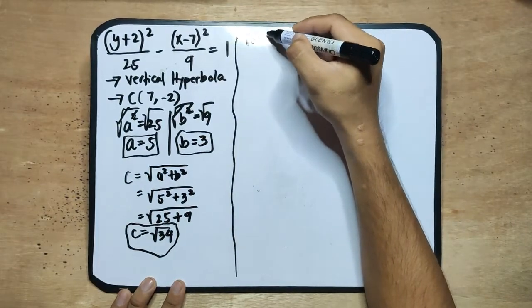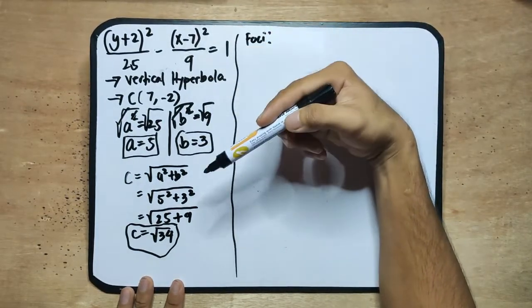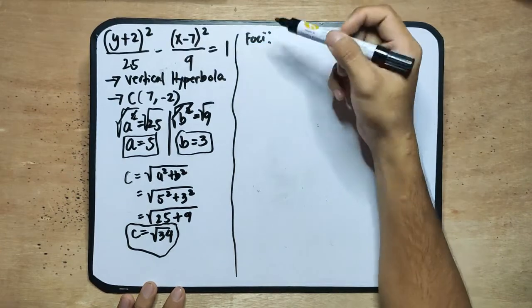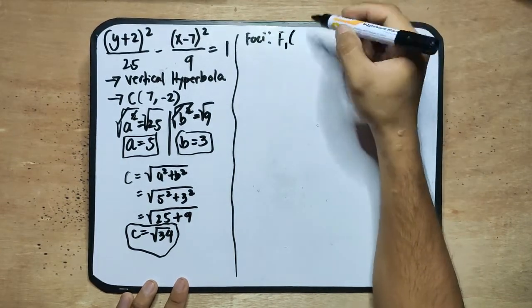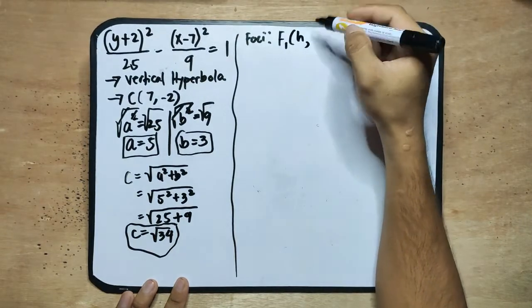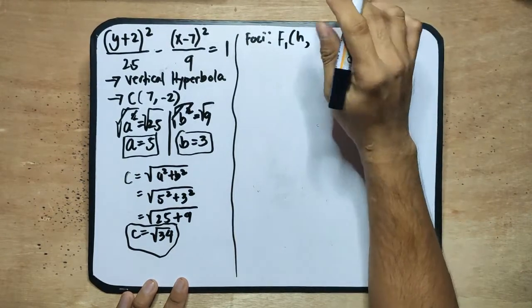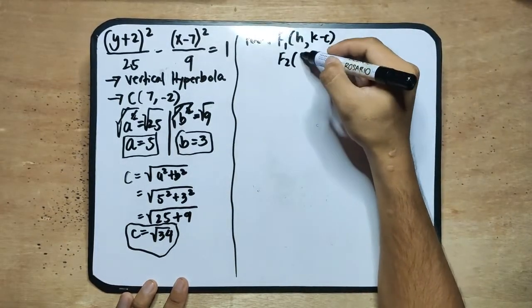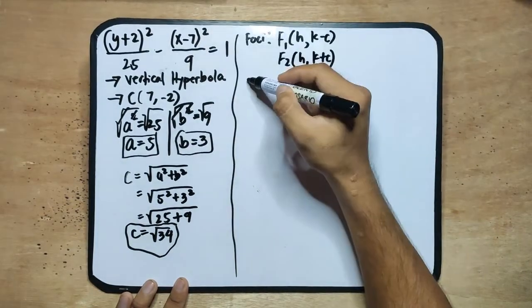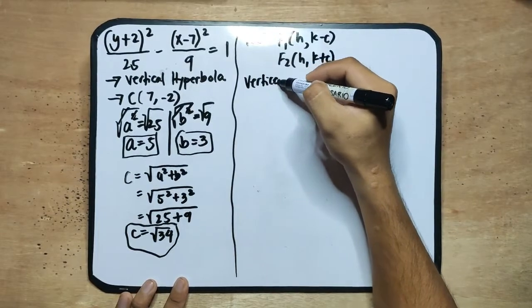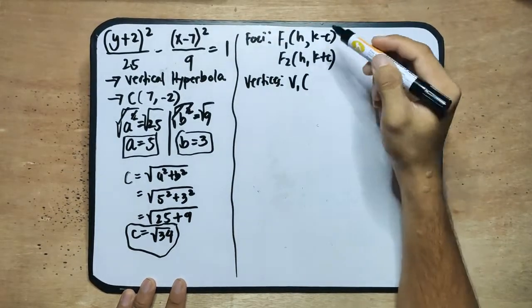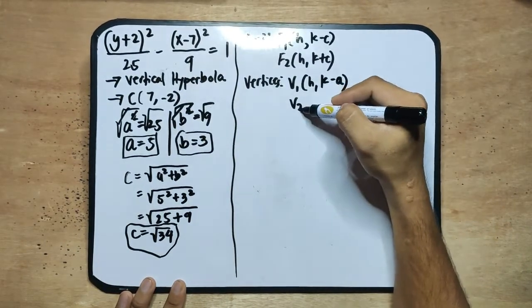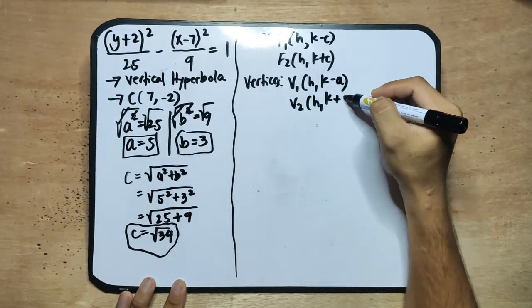So, our foci will be, since vertical siya, ibig sabihin, ang mag-change na value ay yung value ni second coordinate. So, we have the formula, f sub 1. Hindi mababago si h. Ang mababago ay si y coordinate. We have k minus c. And f sub 2 is h and k plus c. So, ang ating vertices naman, we have v sub 1, so same lang siya. H, ang mababago ay yung y coordinate niya, k minus a. V sub 2 is h and k plus a.